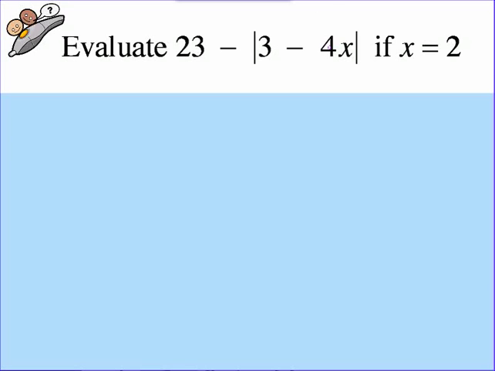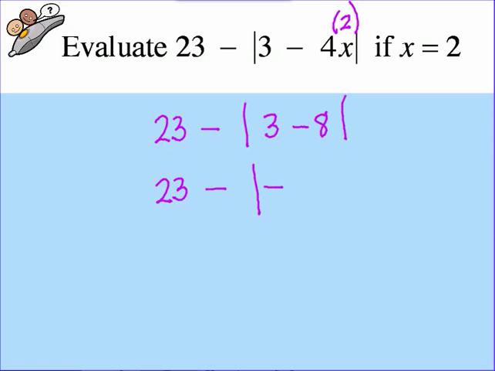So let's go ahead and look at that. What I'm going to do is plug in 2 for x. So what ends up happening is I get 23 minus the absolute value of 3 minus 8. I know that 3 minus 8 is negative 5. So I get 23 minus the absolute value of negative 5. The absolute value of negative 5 is a positive 5. So I end up getting 23 minus 5, which is 18.